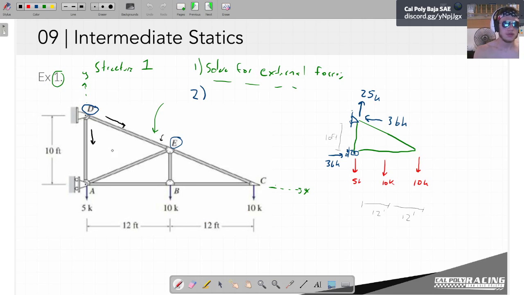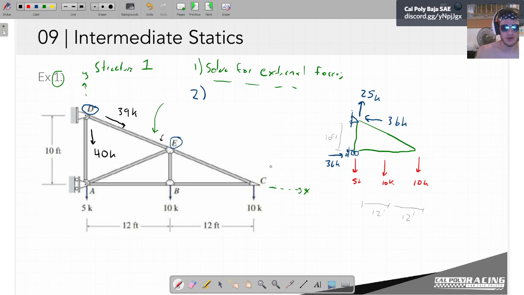Coolio. So now we know that in this member here, we have a compression of 40K. And in this member here, we have a compression of 39K. And we could continue from there. You don't have to directly go to the next points, right?